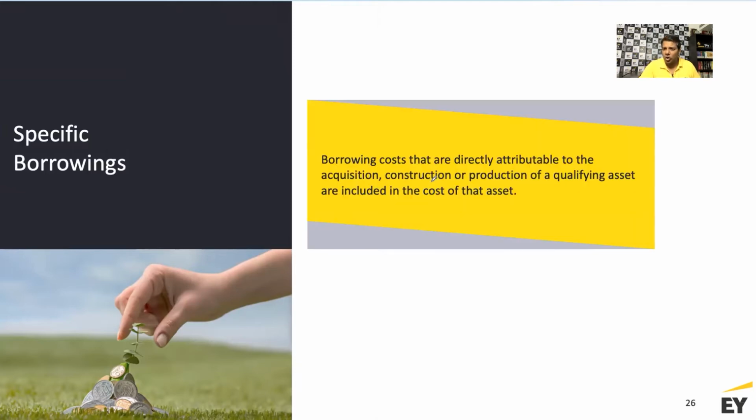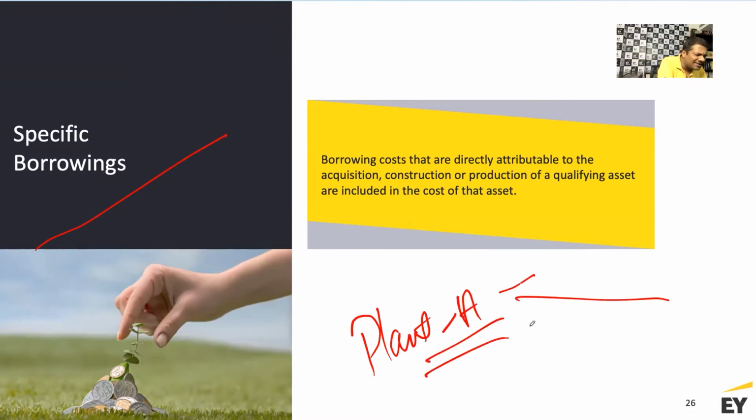Borrowing costs that are directly attributable to the acquisition, construction, or production of a qualifying asset are included. That is what is called specific borrowing. So I am building a plant A, and I borrowed money from the bank against the construction of this plant A. That is what is called specific borrowing.